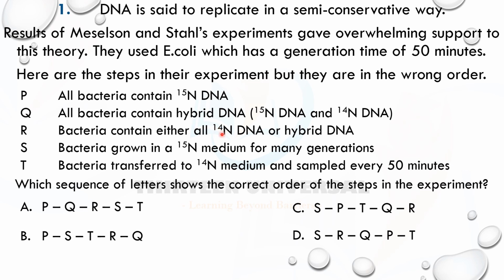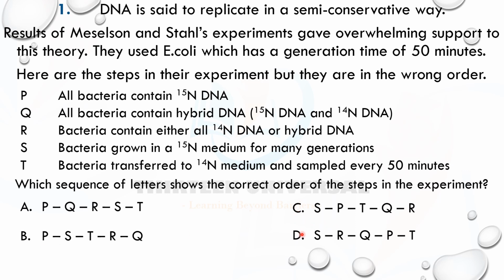The first thing in this experiment is that the bacteria was first of all grown. So you first of all grow the bacteria. I think that should be S. Bacteria grown in an N15 medium for many generations. That's where it starts. You grow it. So if you go to the options, the one that starts with S is most likely the suitable answer. So A and B are eliminated.